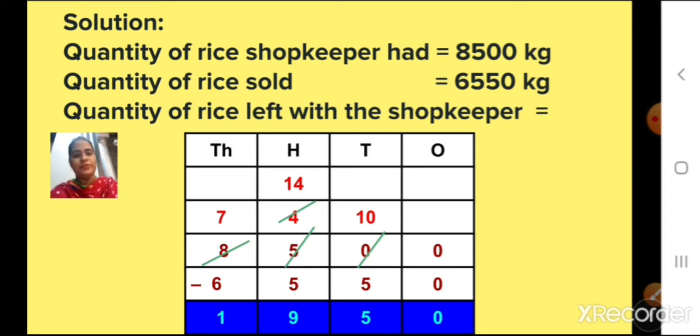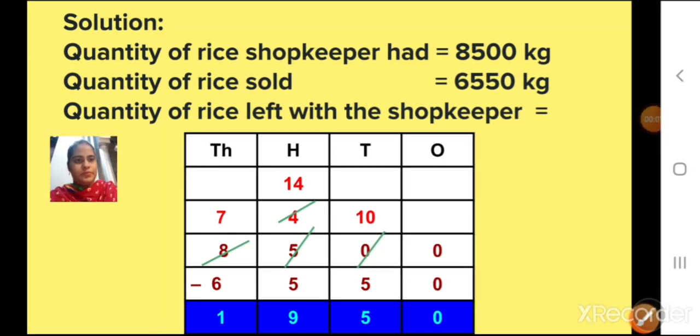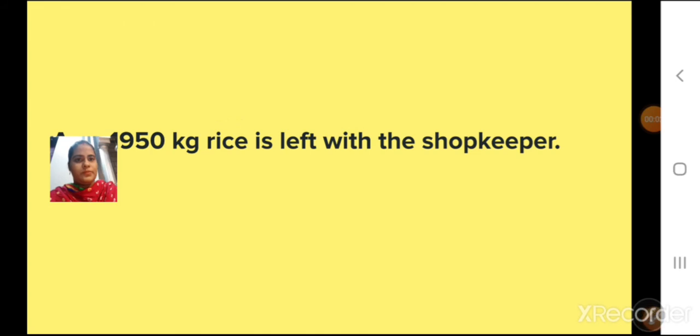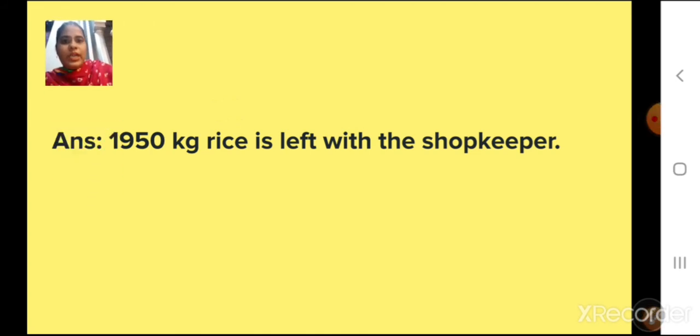At last you have to write the answer also. Now write down the steps and draw proper boxes, everything, children. Children, now note down the answer. 1950 kg rice is left with the shopkeeper.